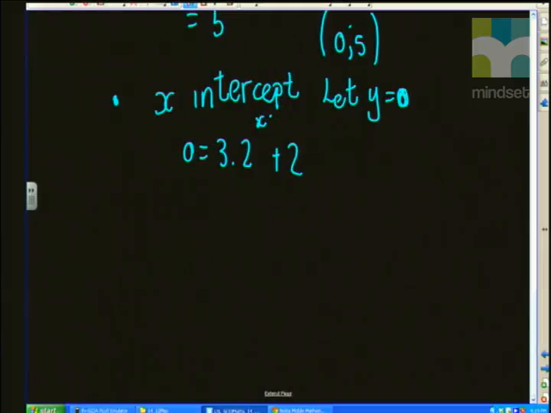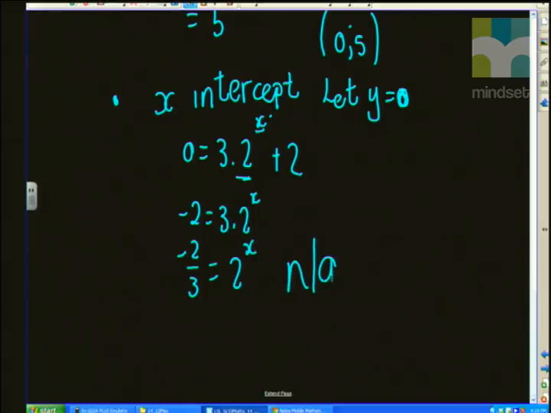The point here is to solve for x, your exponent. We're looking for the x-intercept. If I take my 2 over, I'm going to get minus 2 is equal to 3 times 2 to the x. Divide both sides by 3, you get minus 2 over 3 is equal to 2 to the power of x. Guys, no matter how hard you try here, there's not going to be any solution.